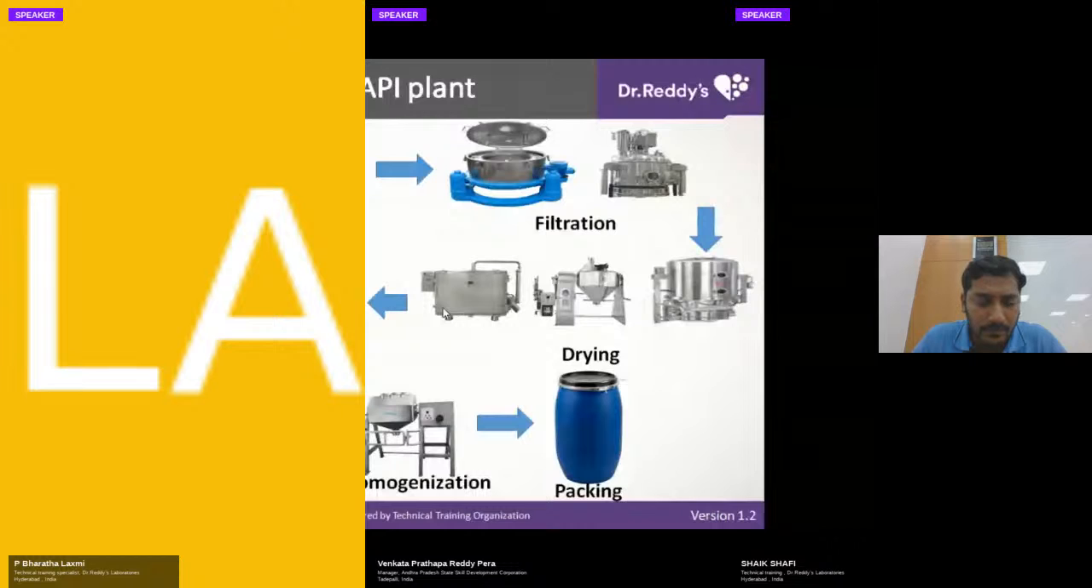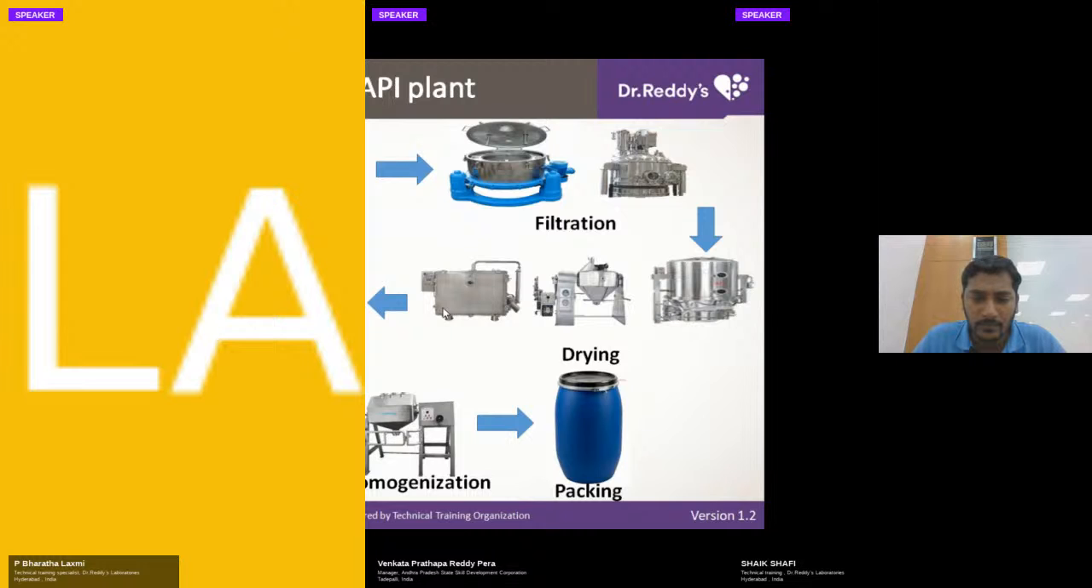Lakshmi, you are talking about the location of action in the body. So you are trying to connect. If something has to be released in the urinary tract, then an API alone is not going to serve the purpose. Yes.